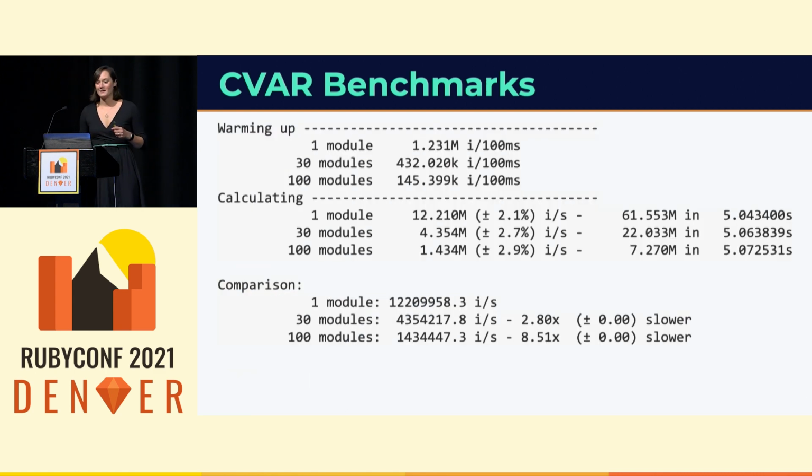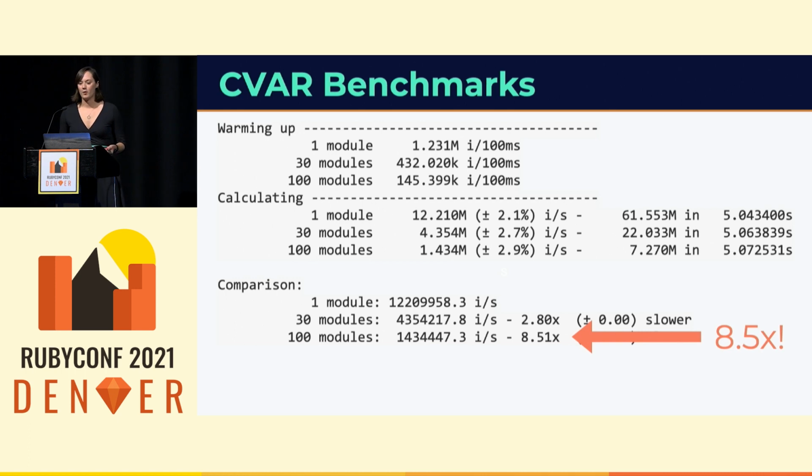In Ruby 3.1 at the time, including 30 modules with a class variable was 2.8 times slower than including 1 module, and including 100 modules was 8.5 times slower than including 1 module. That's a pretty significant difference. It's clear that you don't have to worry a lot about class variable performance if you only have 1 class in your inheritance chain. But if you have 100 modules or classes, the class variable behavior is very likely affecting your application performance. Okay, but how often do we actually have a deep inheritance chain that's using class variables?